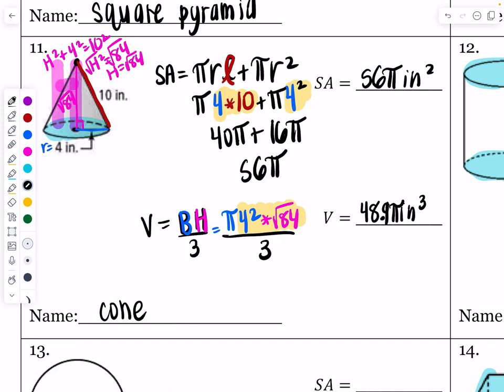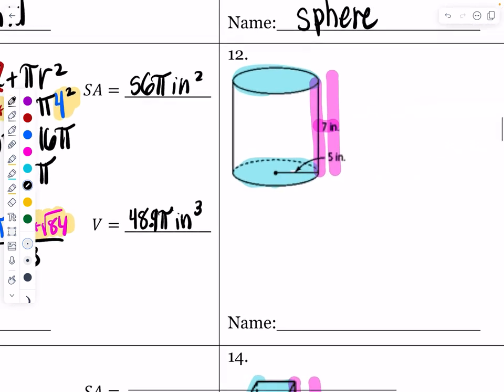Yes, if I did that as a decimal, it would be about 48.9 pi inches cubed. So let me see if I can clean that up just a little bit. There we go. 48.9 pi inches cubed of volume. Well, what is our next shape?